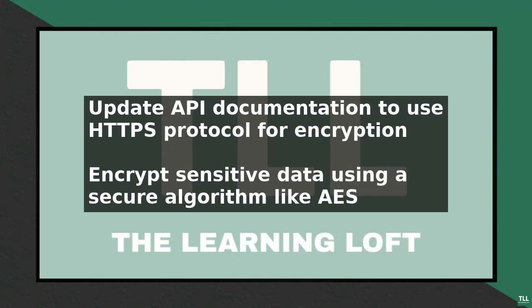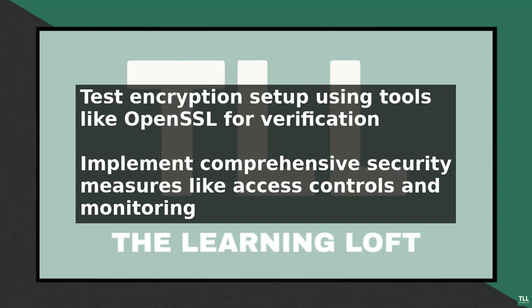Finally, test your encryption setup to ensure that it is working correctly. Use tools like OpenSSL to test your SSL/TLS connection and verify that your data is being encrypted correctly. By following these steps, you can ensure that your Bill.com API documentation is encrypted and secure.